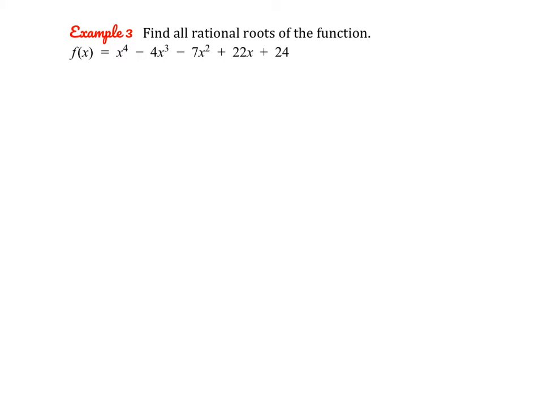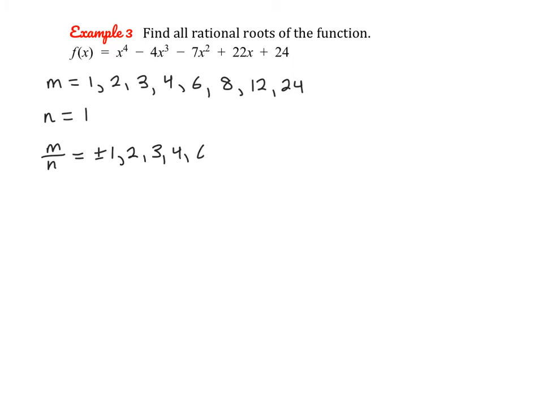So let's start by listing out all of our m values, which are going to be all of the factors of our constant, the 24. So 1, 2, 3, 4, 6, 8, 12, and 24. And then we'll list out all of our n values, which are all of the factors of our leading coefficient, which is 1. So for those m over n's, I'll write them under here. It's all of the possible combinations of your m's over your n. So plus or minus 1, 2, 3, 4, 6, 8, 12, 24.